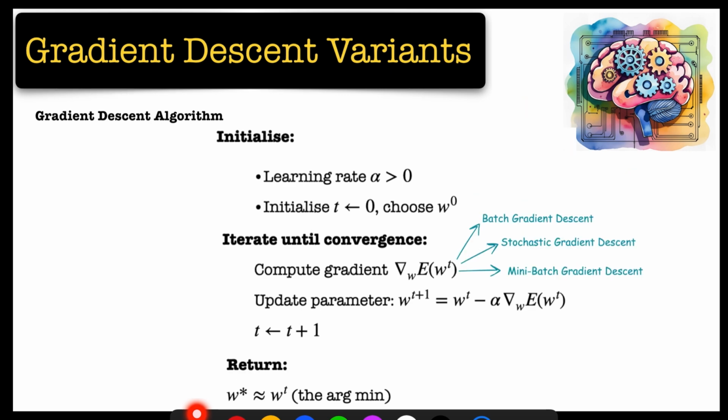Now, how are we calculating this gradient? That is the major factor that defines these three types of gradient descent.